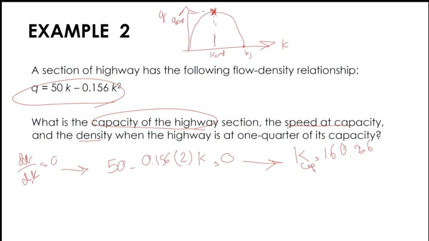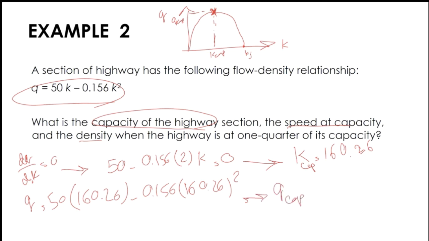But the question is asking for the capacity itself, actually. So I need to put this K cap back into the equation and calculate the flow. So flow would be 160.26 minus 156 times 160.26 power 2. And if I calculate that, Q cap would be equal to 4006.4, if I haven't made any mistake here. So that's the capacity.